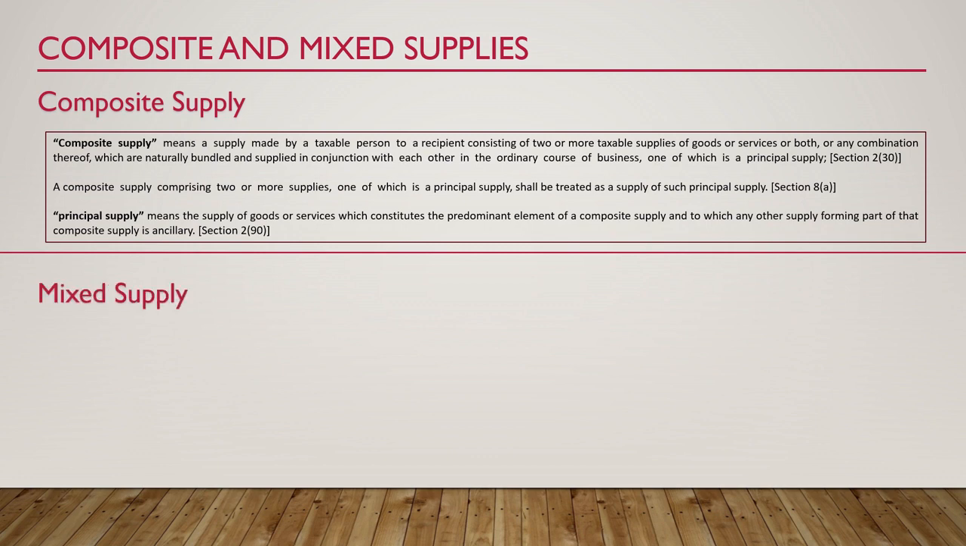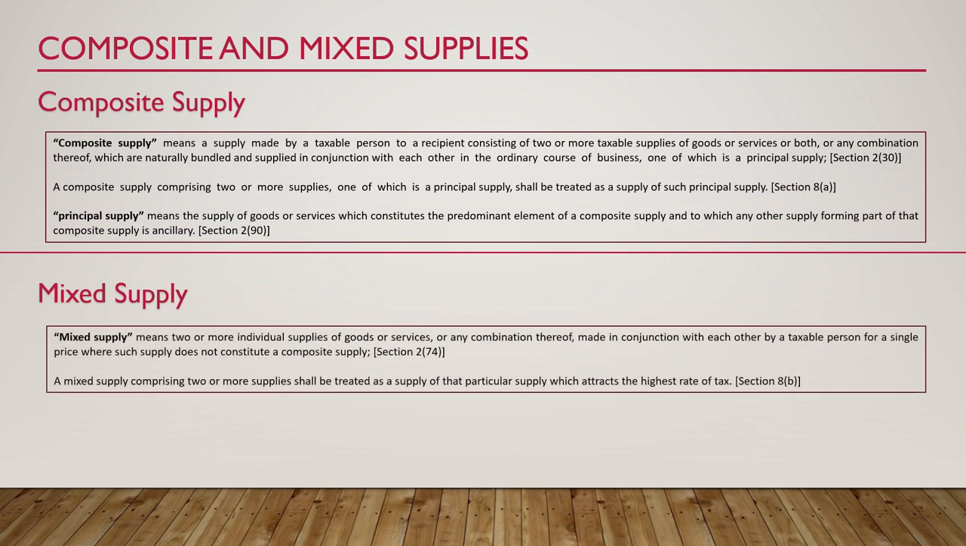Next, we'll see what is mixed supply. So far we saw natural bundling in ordinary course of business. Remember, I also told you about bundling which is not so natural in ordinary course. That was also there in the erstwhile service tax regime. I mean, there will always be two extremes. If one extreme is there, the opposite extreme will also be there. So natural bundling is there, unnatural bundling will also be there.